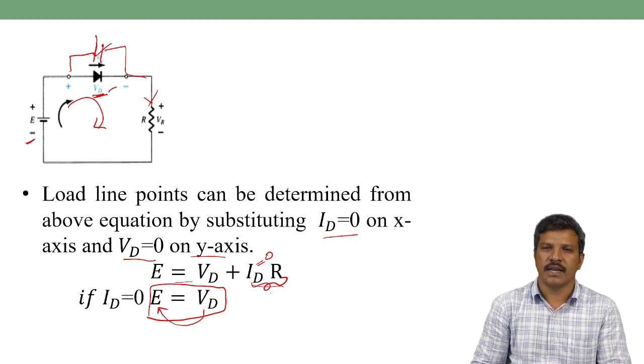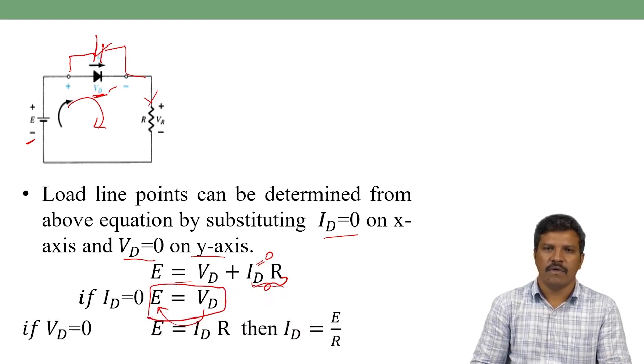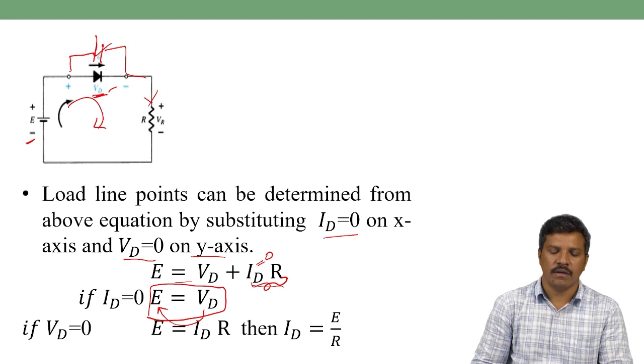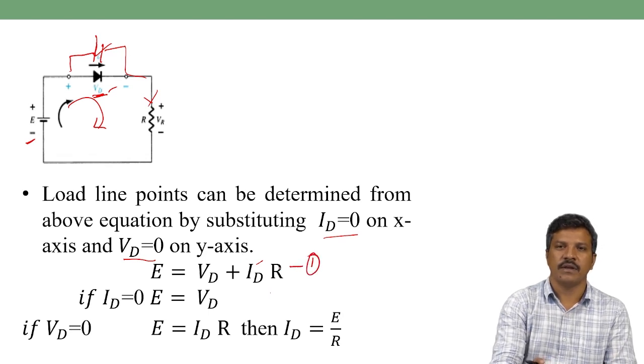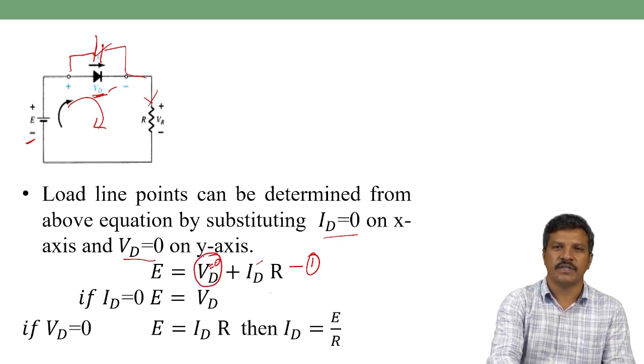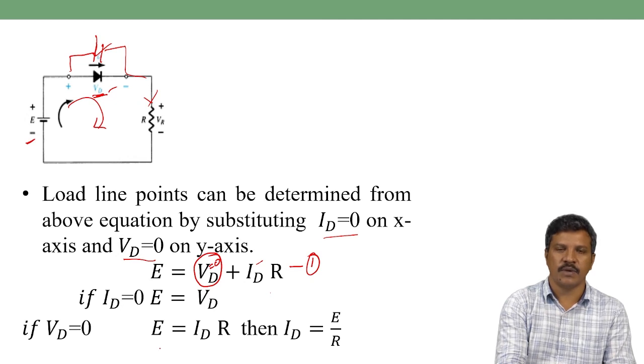And consider the second case. If Vd is equal to 0, then substitute Vd equal to 0 in this equation. This is the equation for the series network, equation 1. So in this case, if Vd is equal to 0, what happens? This term gets 0. When the first term gets 0, the resultant equation is E is equal to Id times R. Then what is the diode current? Capital ID is equal to capital E by capital R. E by R is another point on the characteristic graph.